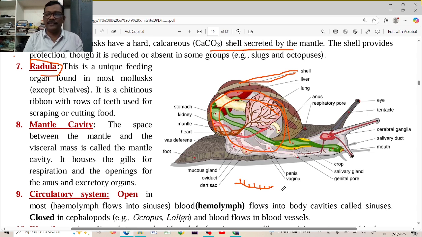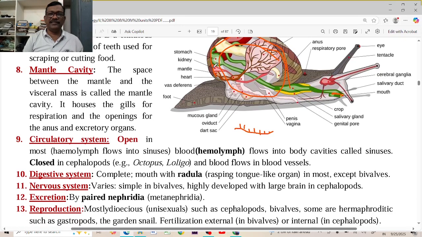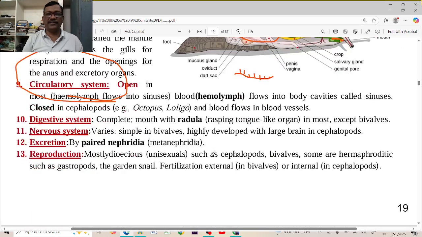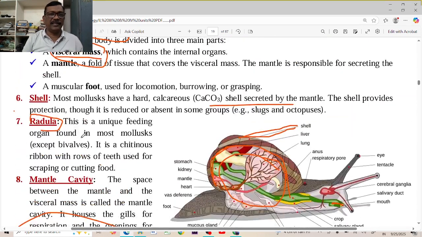Mainly the food material is algae. They scratch the algae, and the particles released from this scratching are swallowed through the mouth. The radula is located in the mouth, on the tongue of these animals. The mantle cavity protects the internal organs or visceral mass of the organism. The circulatory system is the open type, as we already discussed, because it is hemocoelom.